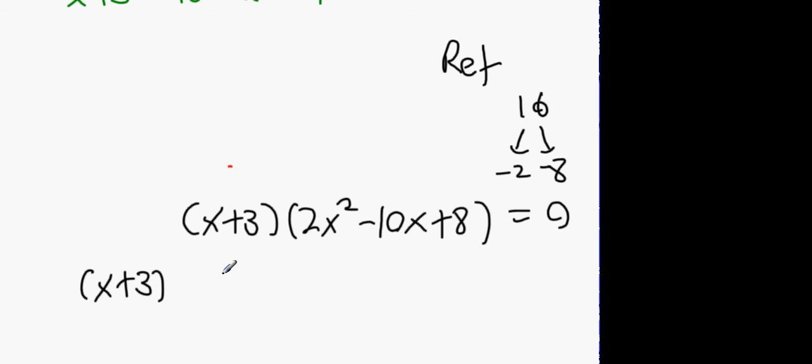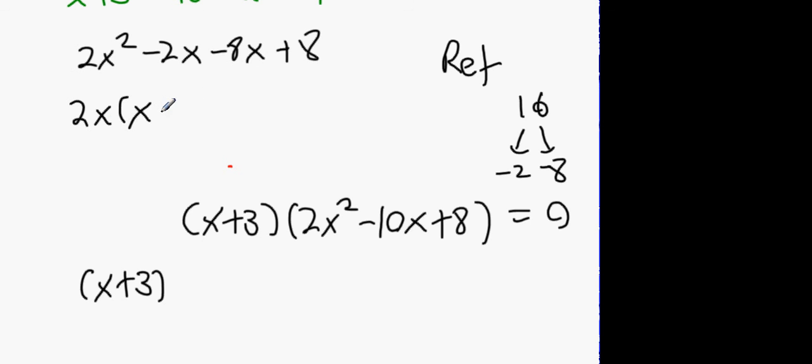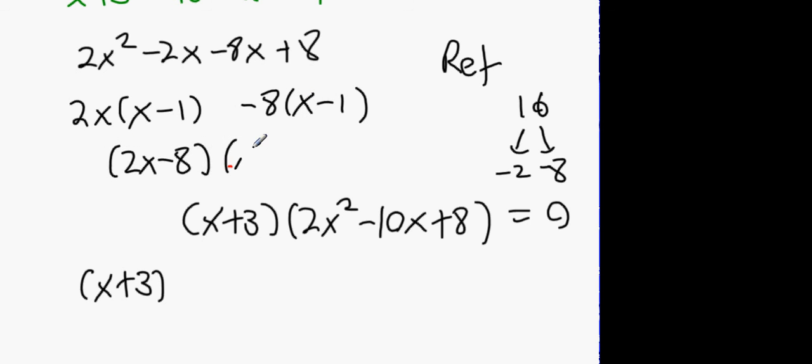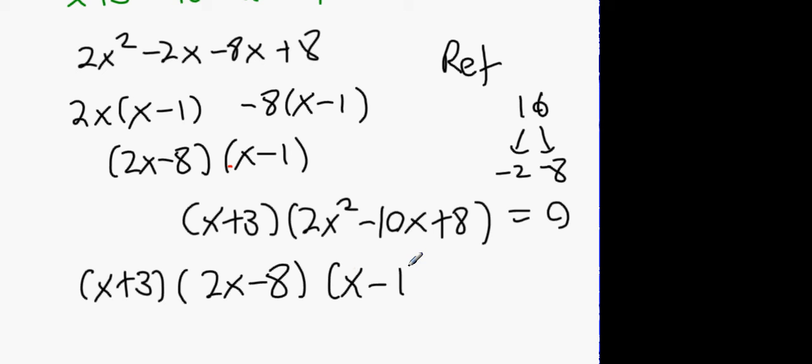We're going to factorize this one on its own. 2x squared minus 2x minus 8x plus 8. That's 2x into x minus 1, minus 8 into x minus 1. So 2x minus 8, which is perfect, and x minus 1. Let's look at this now. 2x minus 8 is a factor, and the third factor is x minus 1.